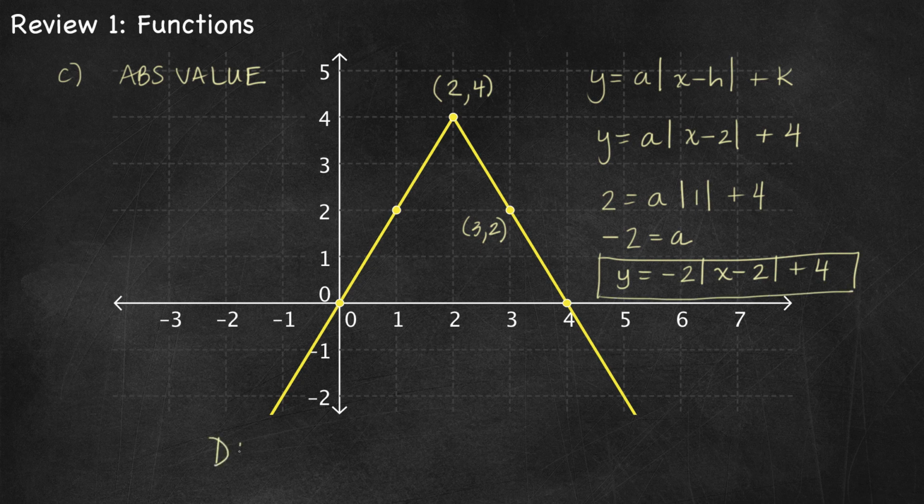The domain for this function, all real numbers. And the range, we need a closed bracket around the 4, but this one goes from -infinity up to 4. So we start at -infinity, open bracket, and then closed bracket around the 4.